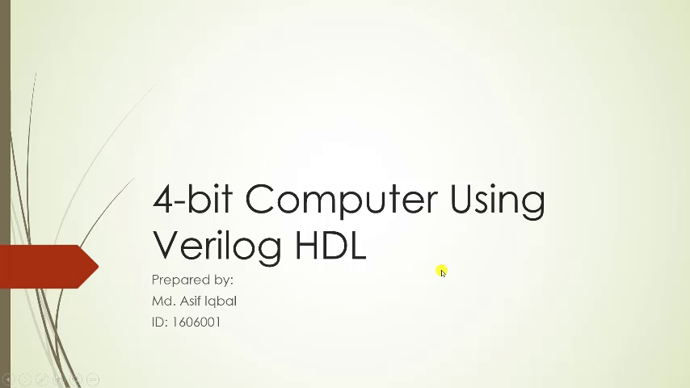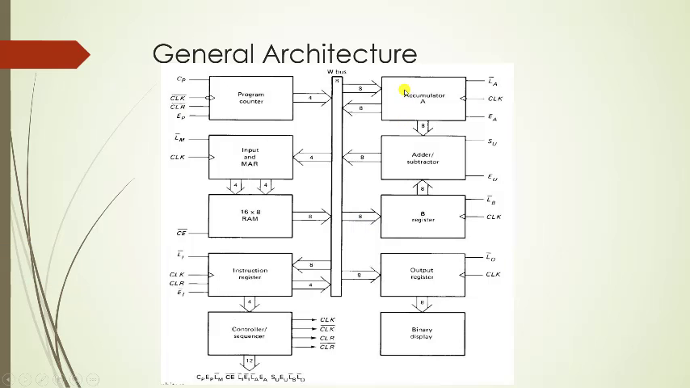I am going to demonstrate a 4-bit computer using Verilog. The general architecture of the computer is as follows. The program counter here counts in the increment of 2 and is connected to the main bus.